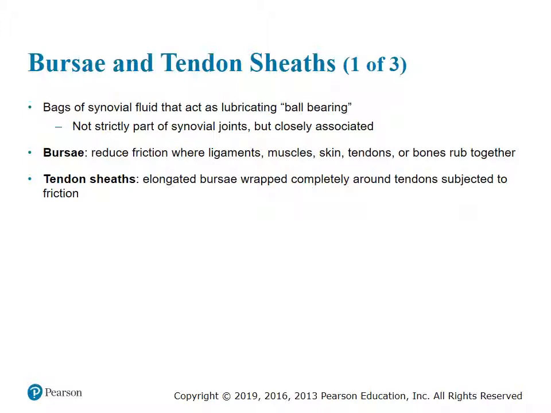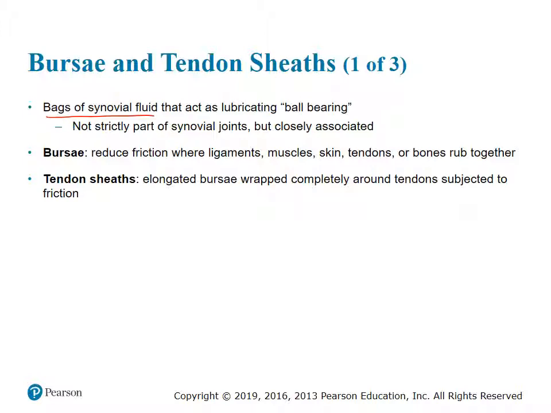Now, when we discuss bursae and tendon sheaths, they're actually little bags of synovial fluid. They're not the synovial cavity, nor are they found in the synovial cavity, but they're extra bags of synovial fluid that are found around certain types of joints. And they act as a ball bearing. If you know what a ball bearing is, right? The ball helps movement, acts as a go-between. And they are helpful to reduce, for example, friction of tissue against tissue, right?